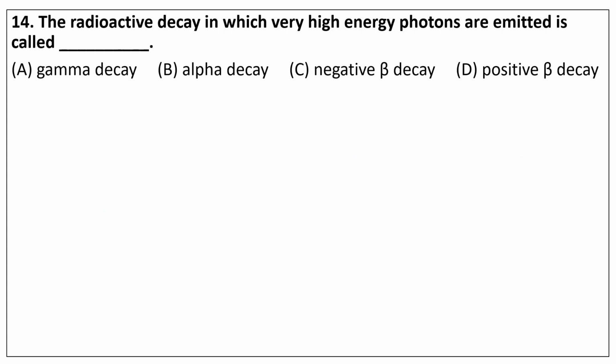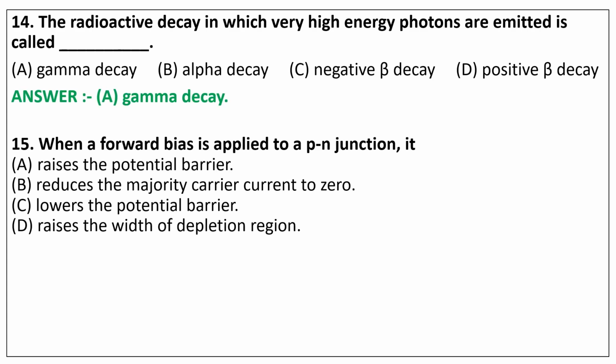14. The radioactive decay in which very high energy photons are emitted is called A. Gamma decay, B. Alpha decay, C. Negative beta decay, D. Positive beta decay. Answer A. Gamma decay.